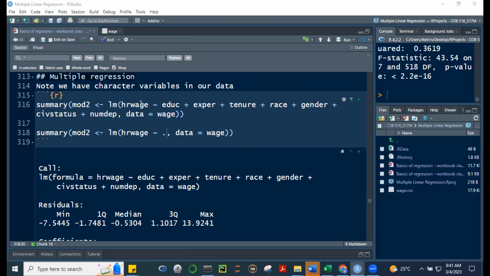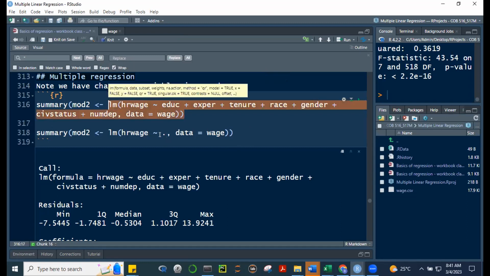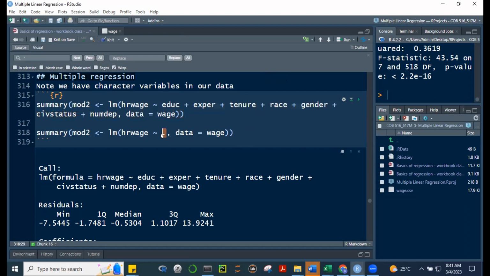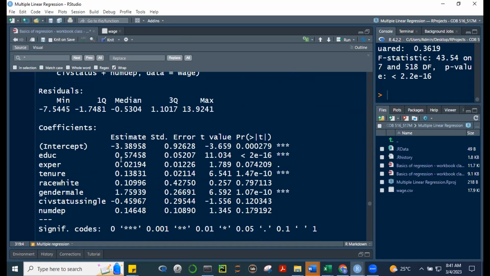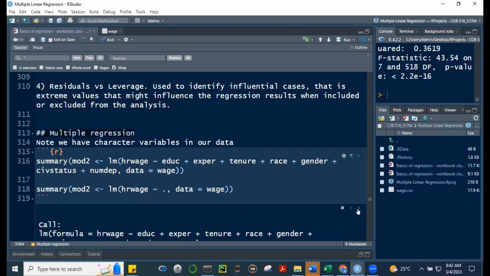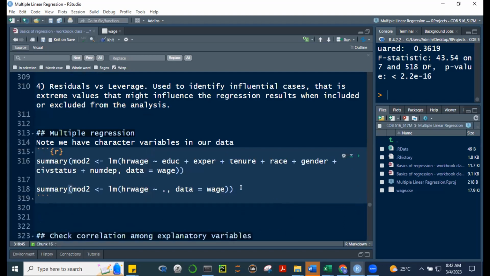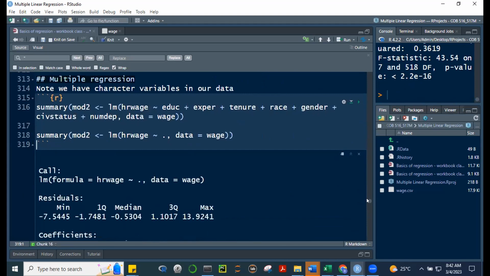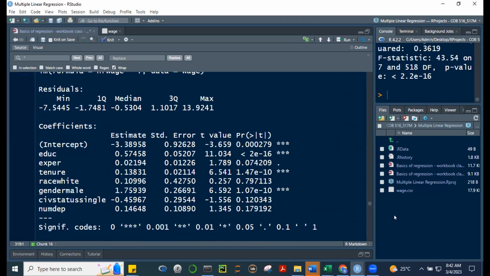All right. Now, this model is actually the same as this one. So if you're going to use all the variables in your data, you can just use this dot. So this represents all the variables in the data, of course, except for the hourly wage. If I run this, let me just see. So this is negative 3.389.57. Let's see if we get the same answer. If I run this. All right, so exactly the same.